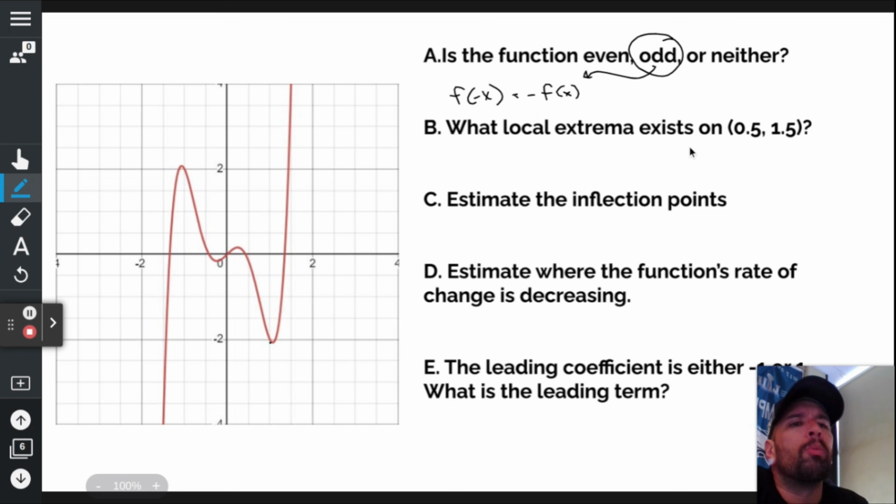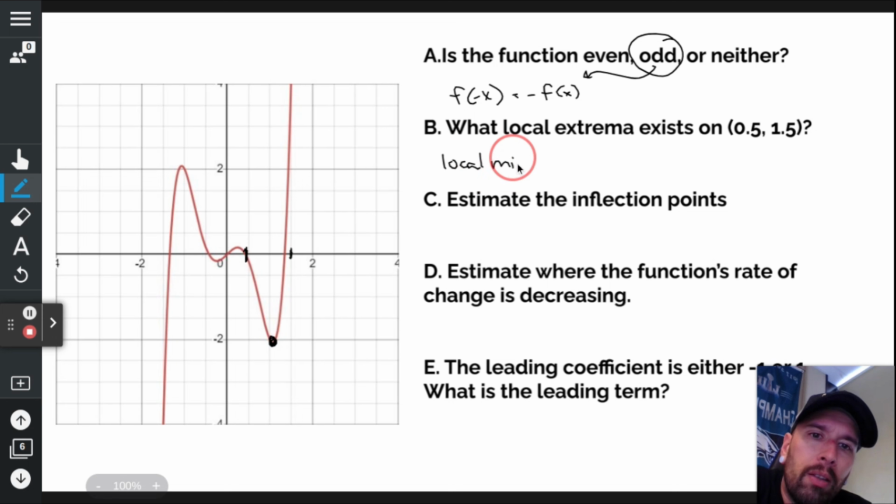What local extrema lives on 0.5? Oh, the interval, not the point. The interval 0.5 to 1.5. So my local extrema is going to be a min right there. So we will say a local min lives there, and that point is going to be the point 1, negative 2.